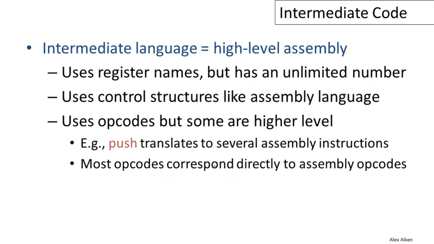The kind of intermediate language we're going to look at is going to be a high-level assembly. As I suggested on the previous slide, this language is going to use register names, but it will have an unlimited number, so we can use any number of registers that we like. We're not bound to 32 or 64 registers. The control structures will look a lot like assembly language. In particular, there will be explicit jumps and labels on instructions.